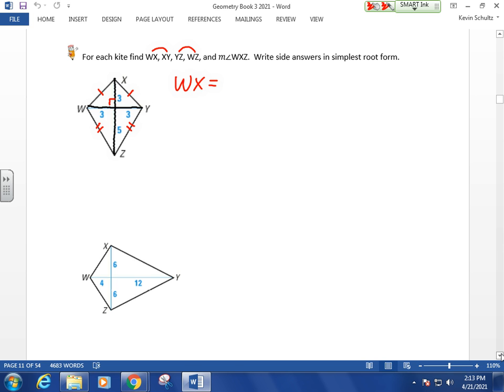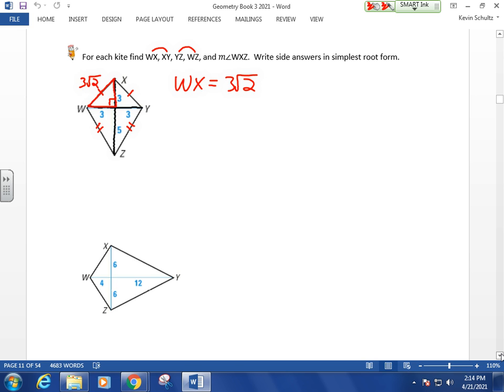Focusing on this triangle, Sebastian's saying he's noticing that the 2 legs are the same thing, 3 and 3. That's the definition of a 45, 45, 90 triangle. So he's going back to his special right triangles, and he's saying, well, that hypotenuse then has got to be 3 root 2. It's the leg length times root 2. So WX is 3 root 2.